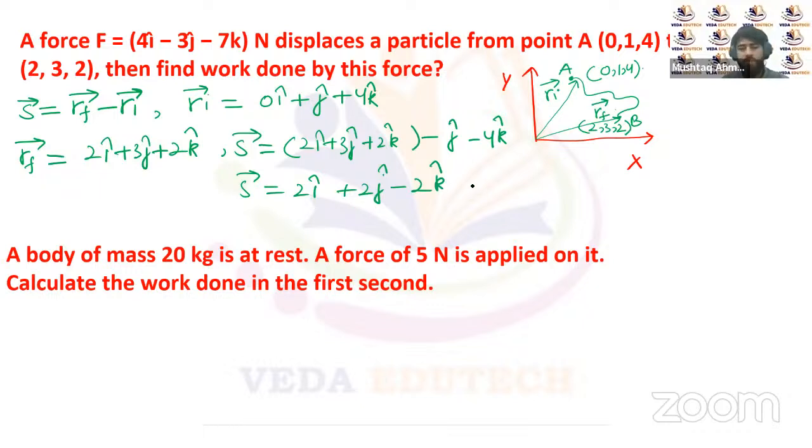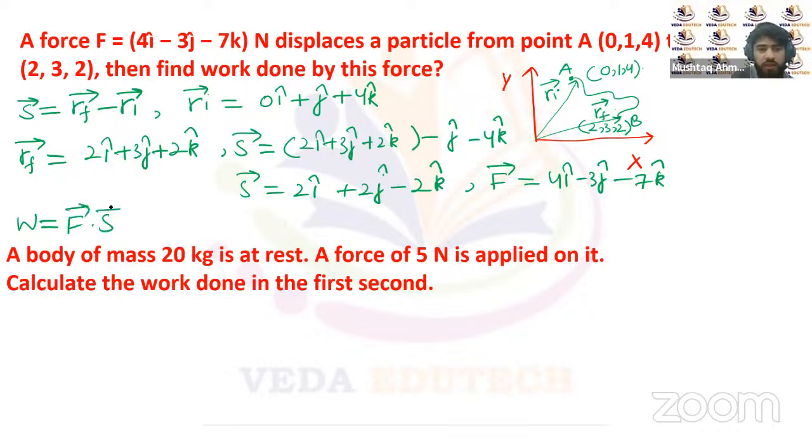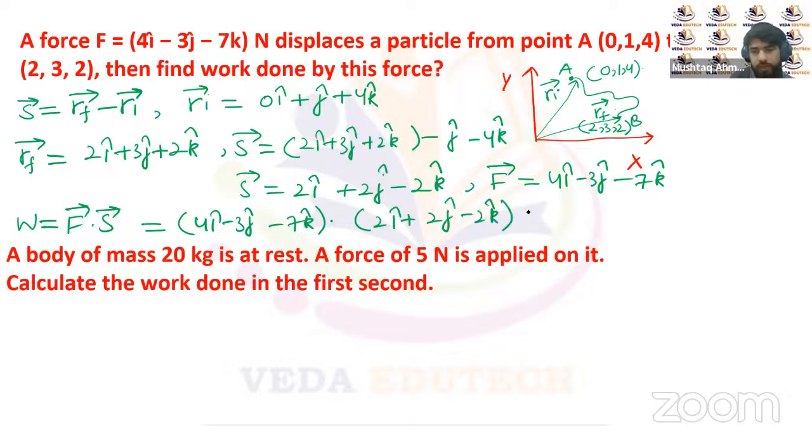If this is the displacement vector and the force vector is given as F vector, 4i cap minus 3j cap minus 7k cap, so this is the force vector. Therefore, the work done by this force will be F dot S. F dot S is 4i cap minus 3j cap minus 7k cap dotted with this displacement vector, 2i cap plus 2j cap minus 2k cap.